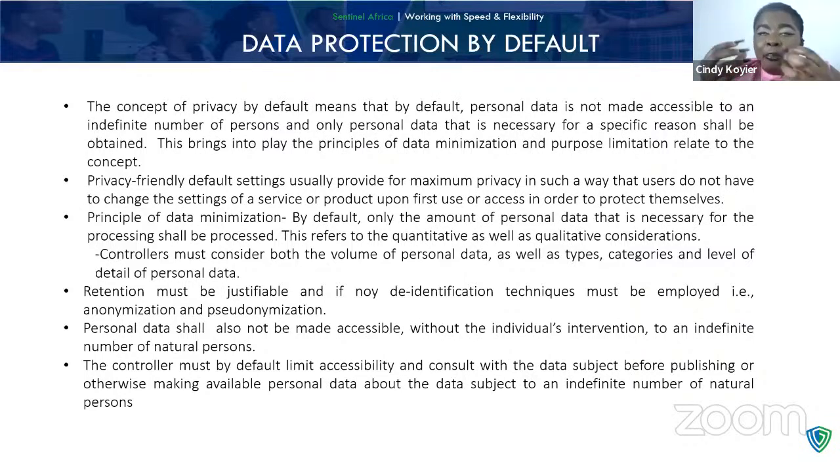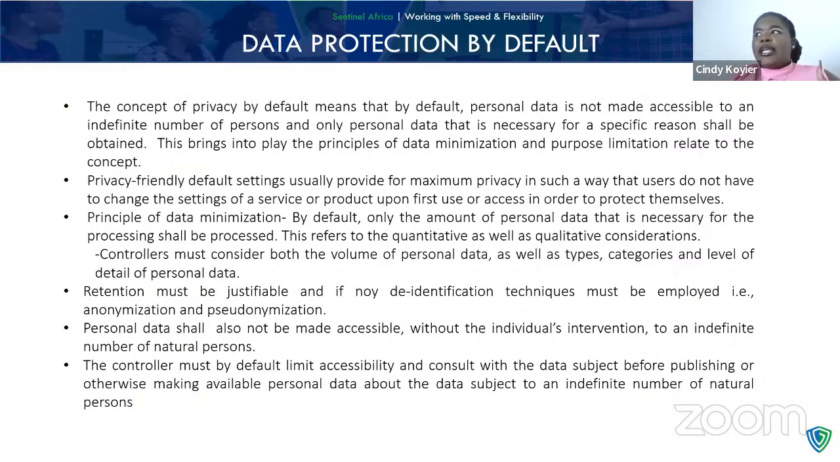So that is how, at the bedrock of data privacy by default, we are focused on data minimization and purpose limitation. This would mean that we should have privacy-friendly settings in our services, our products, or even our systems, and that we are fully cognizant of the requirement of data minimization and purpose limitation. When we're talking about data minimization, this is both quantitative and qualitative. So as controllers and processors, we have to consider the volume of data we're processing, the type of data, what category it falls under, and the level of detail of the personal data that we are processing.